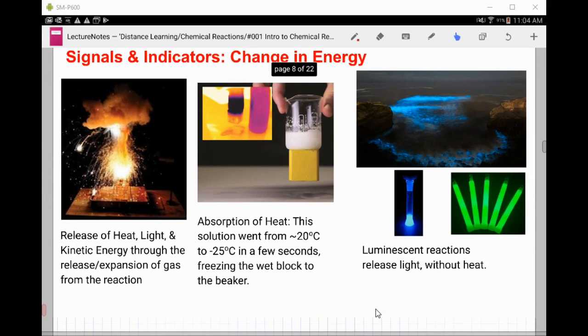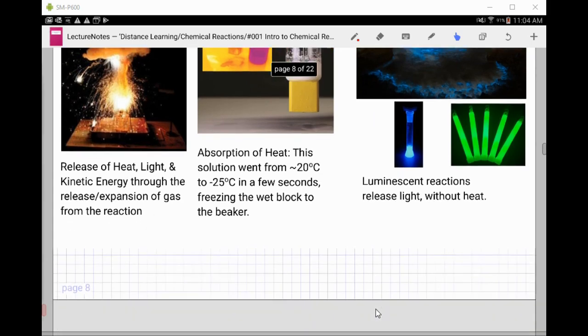The always exciting one is changes in energy. That could be a release of heat and light. For example, on the left we have the reaction of thermite. In the middle there we have the opposite, where we have the absorption of heat with a rapid temperature change in just the span of a few seconds, causing the wet block to freeze to the beaker. And then on the right, we have an example of energy being released without it actually involving heat at all. That's examples of luminescence, so glow sticks, luminol, or in the top, even bioluminescence are all chemical reactions releasing light without heat.